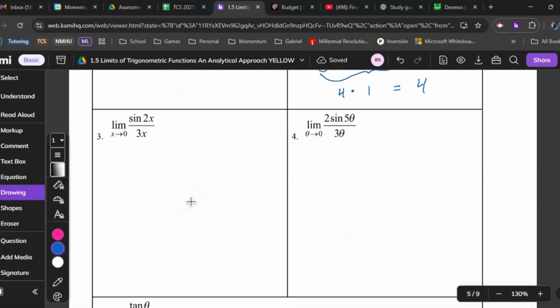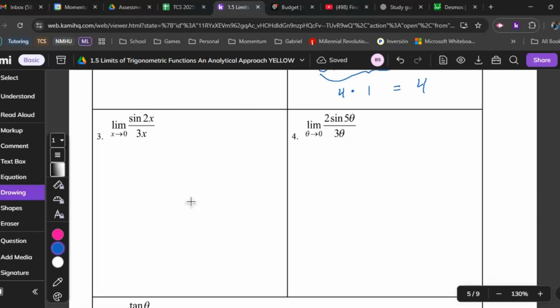Okay. So this one again looks similar, but it's not quite working. And if I plug in 0, it all goes to hell. So I need it to be sine 2x over 2x. So I need a 2 on the bottom, and I need to get rid of the 3. Well, thankfully, the 3 is a constant, so what could I do with it? I can just bring it outside, right?